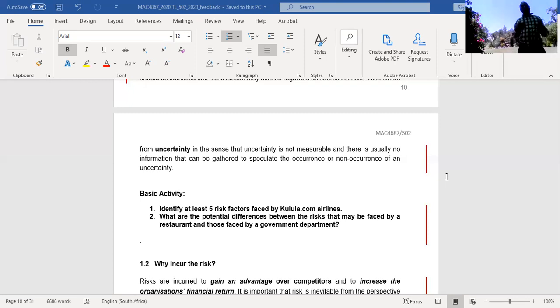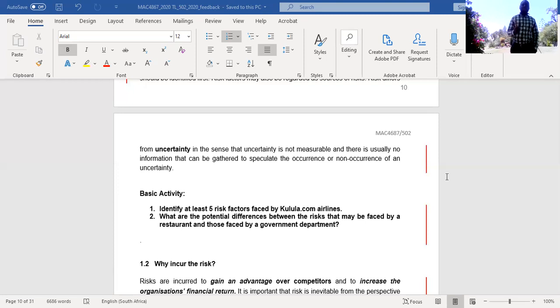Right. And then the second question that we have, what are the potential differences between the risks? Now, this question wants you to identify differences between the risks that may be faced by a restaurant and those faced by a government department. Okay. So now, in order for you to answer this question, remember the question wants only the differences. Okay. The question only wants differences between risks faced by a restaurant and a government department.